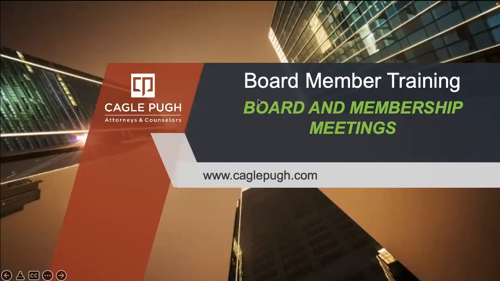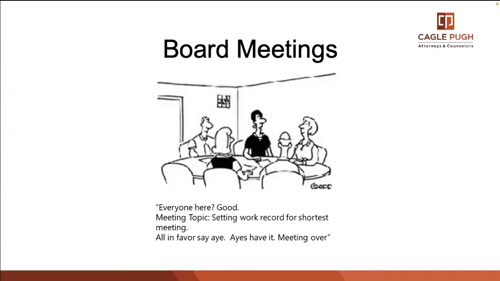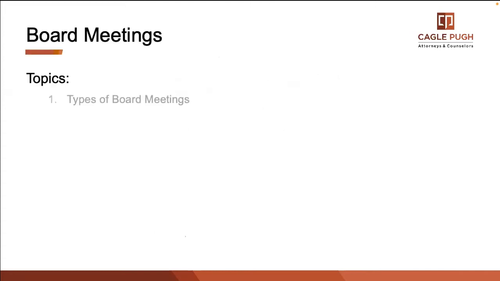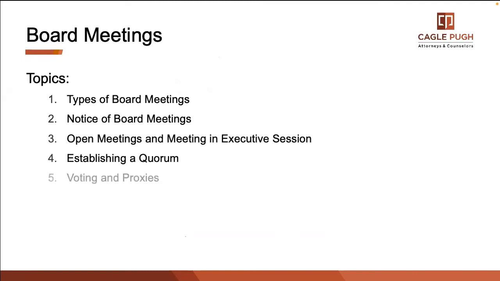All right, well, I'm gonna go ahead and get started with the next section here, board and membership meeting. I like this slide here, little cartoon. Everyone here, good. Meeting topic, setting work record for shortest meeting. All in favor, say aye. Ayes have it, meeting over. Wouldn't it be nice if that's how meetings are? As you probably already know, we don't generally do that.